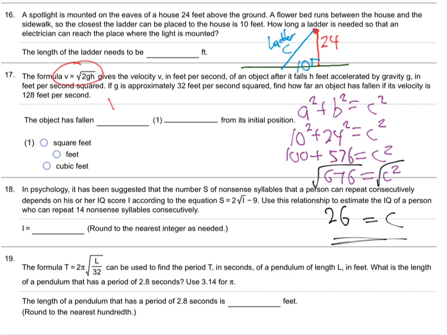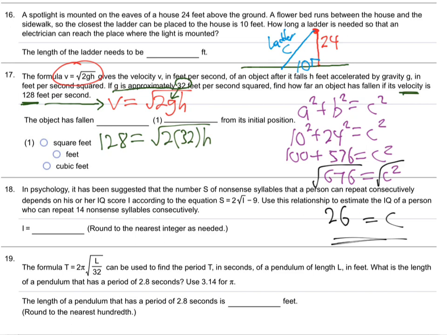There it is. V equals the square root of 2GH. You don't even need to read all their words. They say G is 32. So put 32 in for G. And what else do they give me? 128. And what is that? That's a V, velocity. So 128 goes here. 2 times 32 times h goes there.